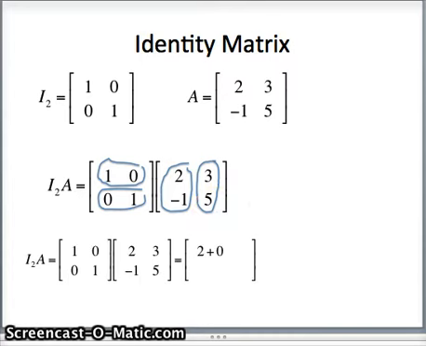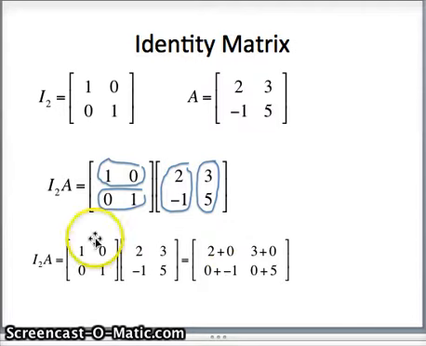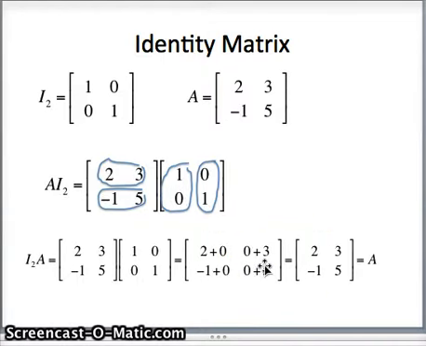So let's see how that behaves. Again, 1 times 2 plus 0 times negative 1, 2 plus 0 is first row with first column. First row with second column, 1 times 3 is 3, 0 times 5 is 0, 3 plus 0. Second row, first column, 0 times 2, 1 times negative 1, 0 plus negative 1. And second row, second column, 0 times 3, 1 times 5. When we add those together, 2 plus 0 is 2, 3 plus 0 is 3, 0 plus negative 1 is negative 1, 0 plus 5 is 5. Does that look familiar? It sure does. Multiplying I2 by A, the result is A. A is identical. I is the identity matrix.